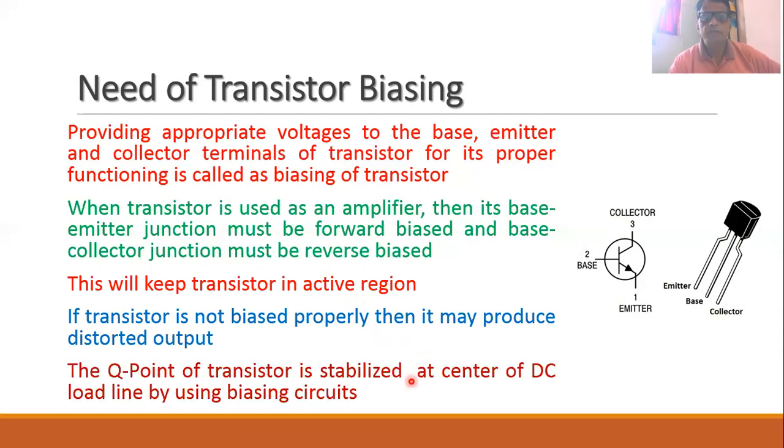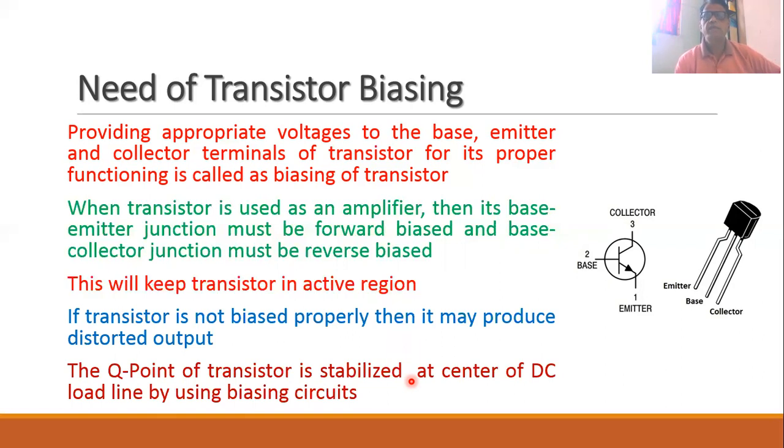Also, with the help of the biasing circuit, it is possible for us to stabilize the Q point, or the operating point, of the transistor at the center of the DC load line. If the biasing circuits are not used, then the Q point cannot be stabilized.